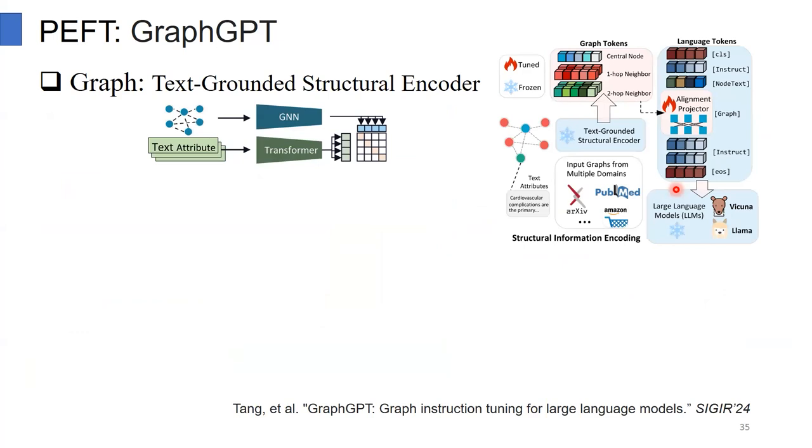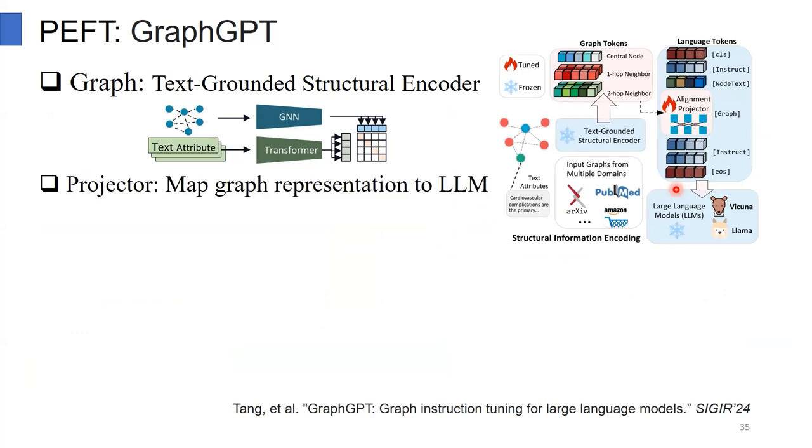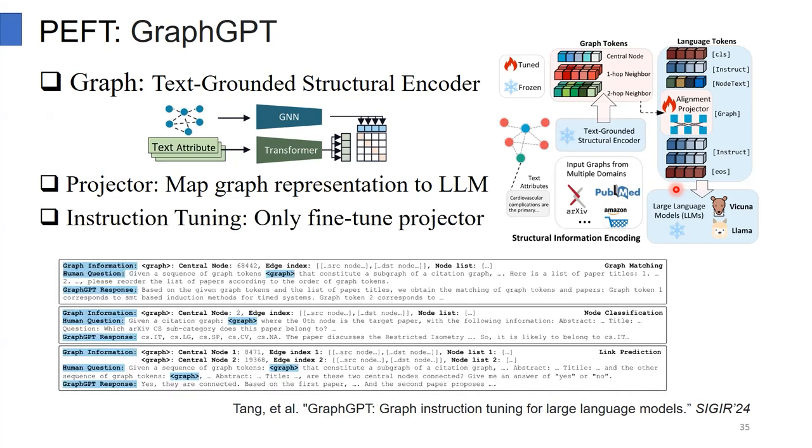Here is another paper, Graph GPT. I think the idea is pretty much similar to the graph translator. They also have a projector module, so they map the graph representation to the LLM. And they only fine-tune the projector using instruction tuning. So they have these example instructions and the ground truth, and these are mostly manually designed. So these instructions will allow them to fine-tune the projector.